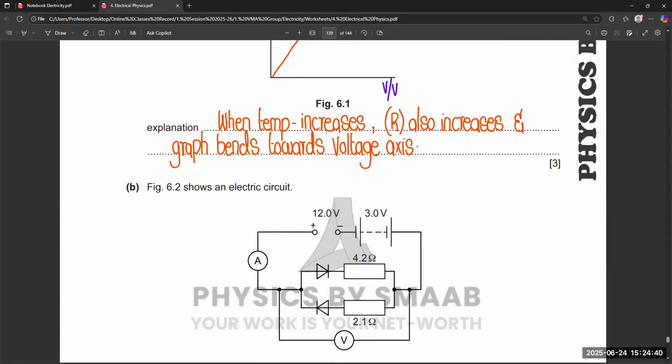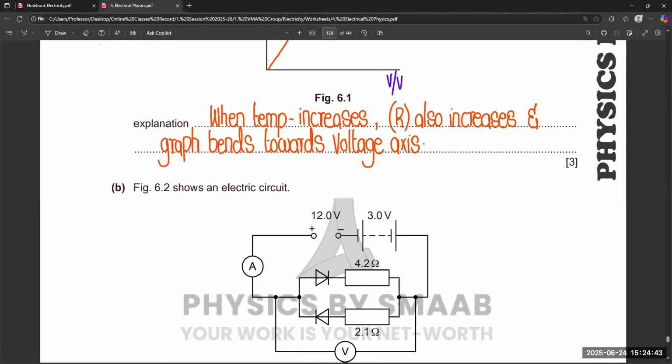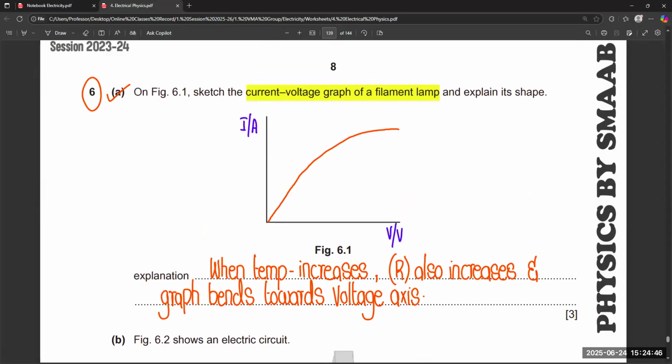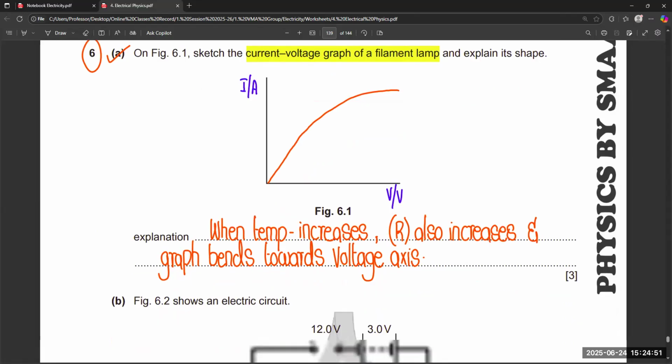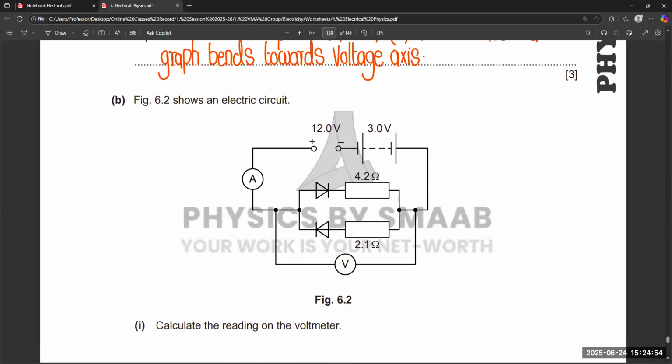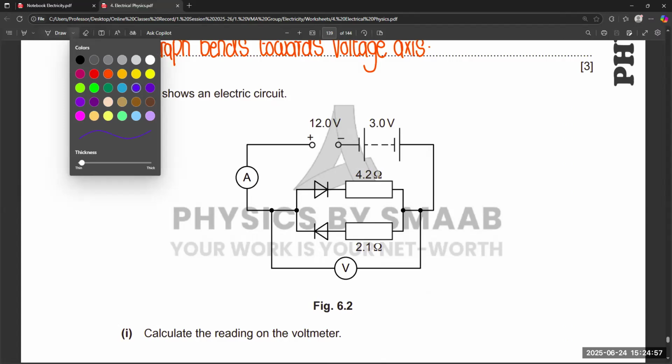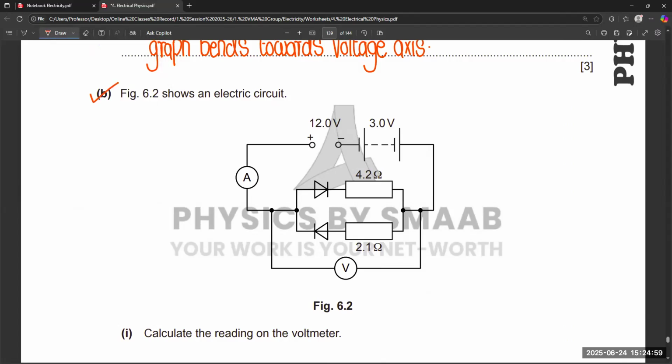Okay, so this is the question. Now you can see both diodes are in parallel combination. Last time we discussed the first part that is related to the filament. We need to copy paste the idea from the filament lamp. Now the second part is very important. We have to calculate the reading on the voltmeter. The question is simple, but we have to figure out the circuit, how the circuit works. Then we have to find out the value of the voltmeter with the help of the orientation of the circuit.